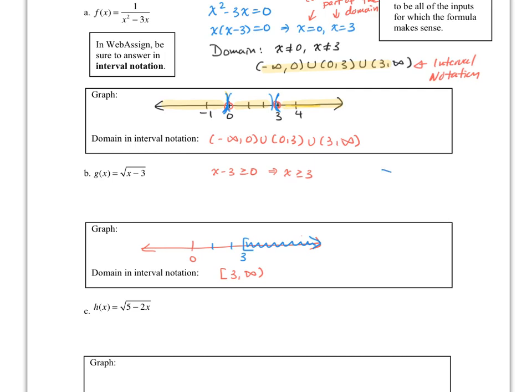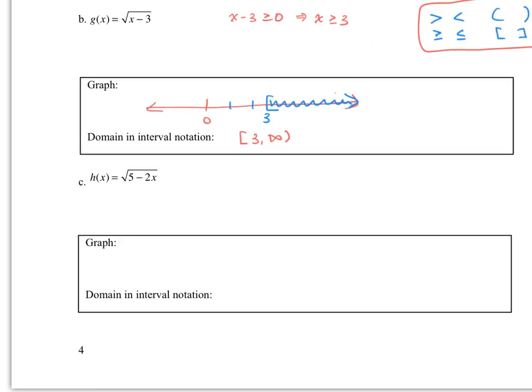By the way, if you have this or this, we're going to use parentheses. If you have this or this, we're going to use brackets, or this will be an open circle and this will be a closed circle. So it's up to you. So just note this. Alright, so let's try the next one.